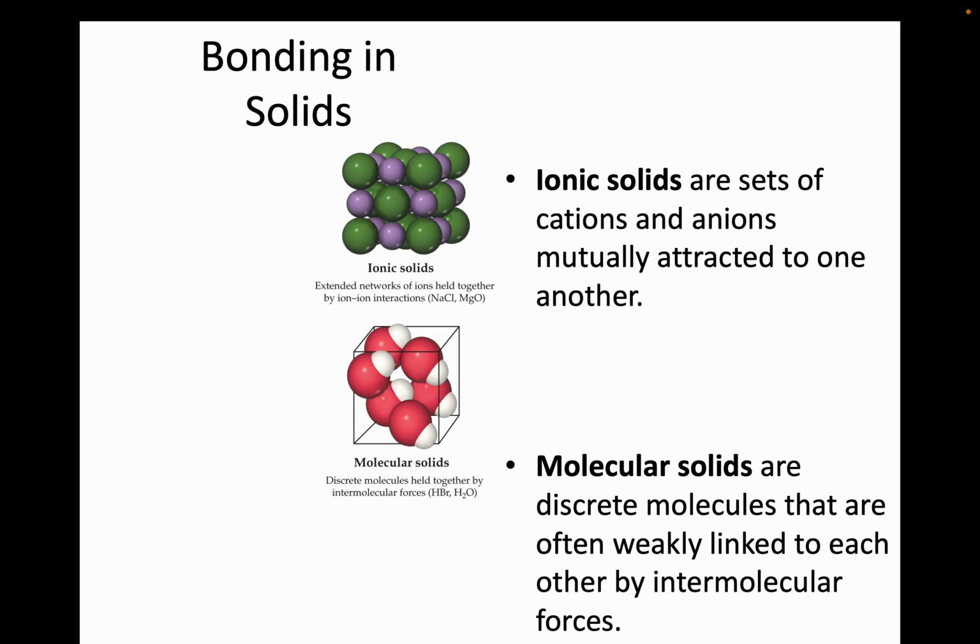When we're thinking about the bonding in solids, we have some insights already. Ionic solids are something we've discussed as this set of cations and anions that are attracted to each other throughout the solid. For molecular solids, those are different. Within those, we have discrete molecules that we often have linked together by intermolecular forces.